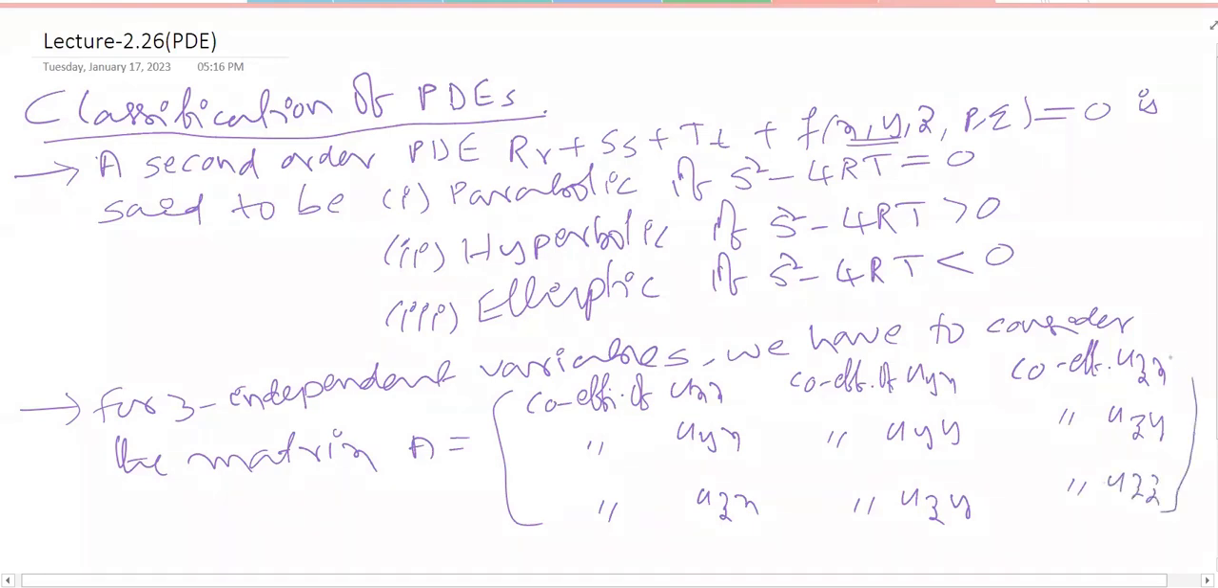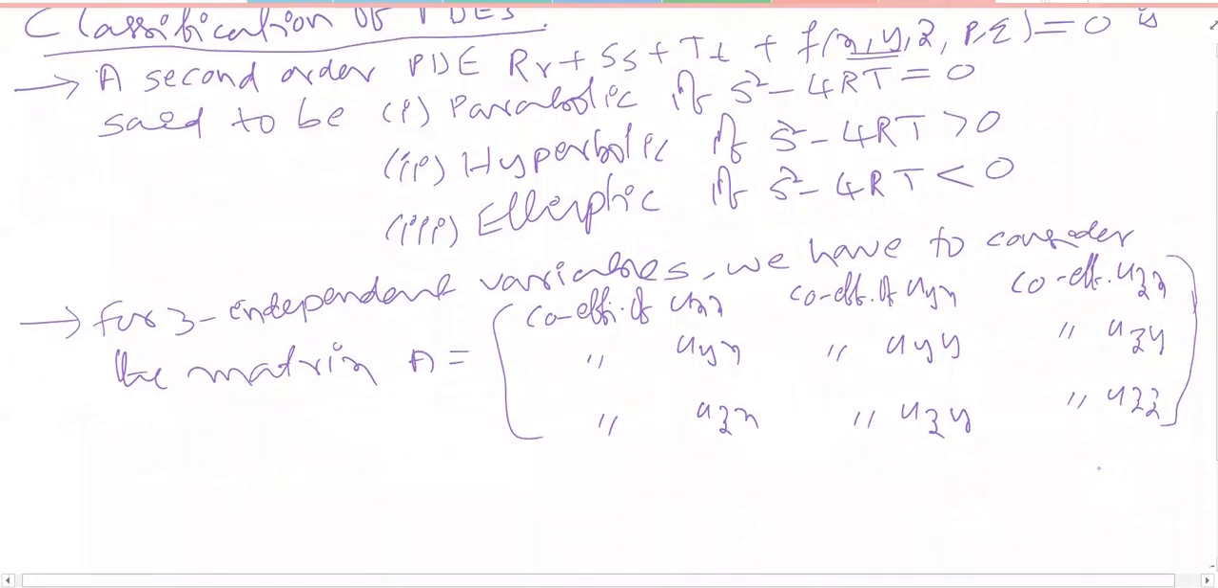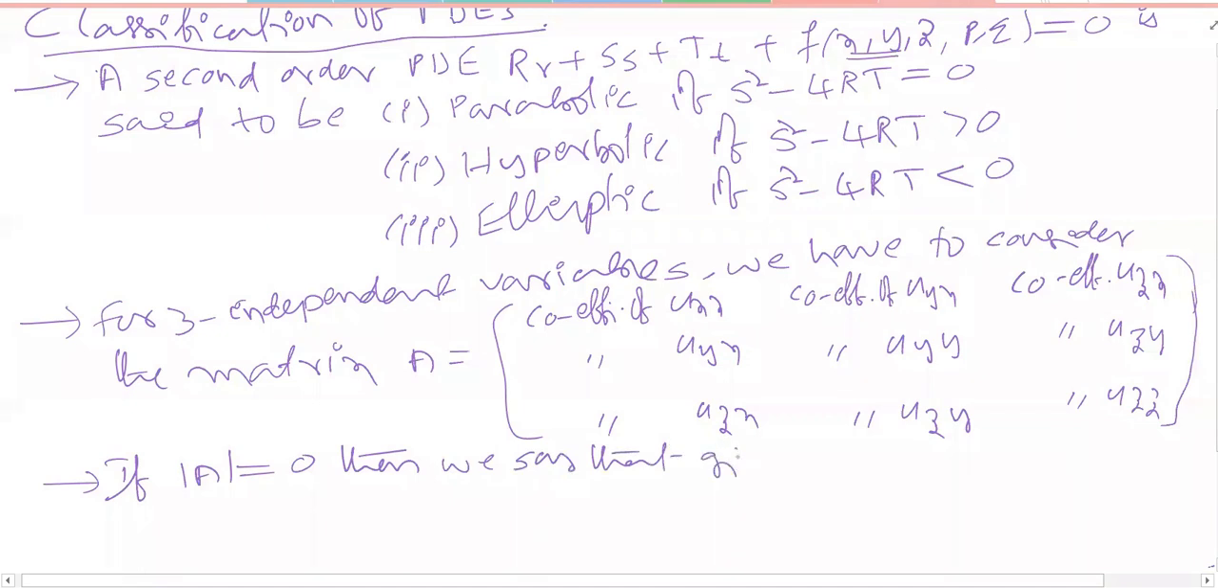We have to construct the matrix by taking this formula. The given equation is in the form of u_xx + u_yx + u_zx + u_yy + u_zy + u_zz equal to 0, with some constants also before these terms. In this case, if the modulus of A, the determinant, is equal to 0, then we say that the given PDE is parabolic.